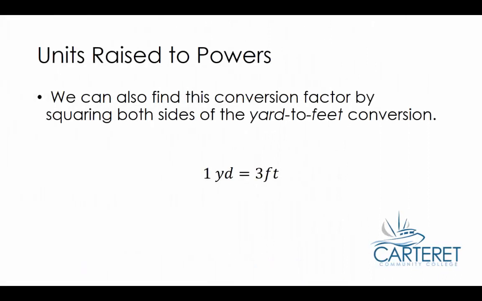We can also find this conversion factor by squaring both sides of the yard to feet conversion. We know that 1 yard is equivalent to 3 feet. Mathematically, by squaring both sides, notice we're going to square both the number and the unit on both sides. That 1 square yard then is equivalent to 9 square feet.